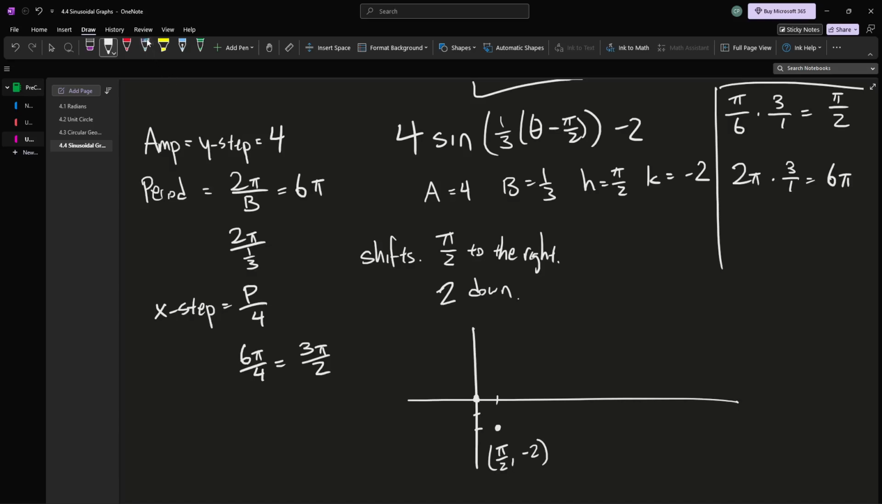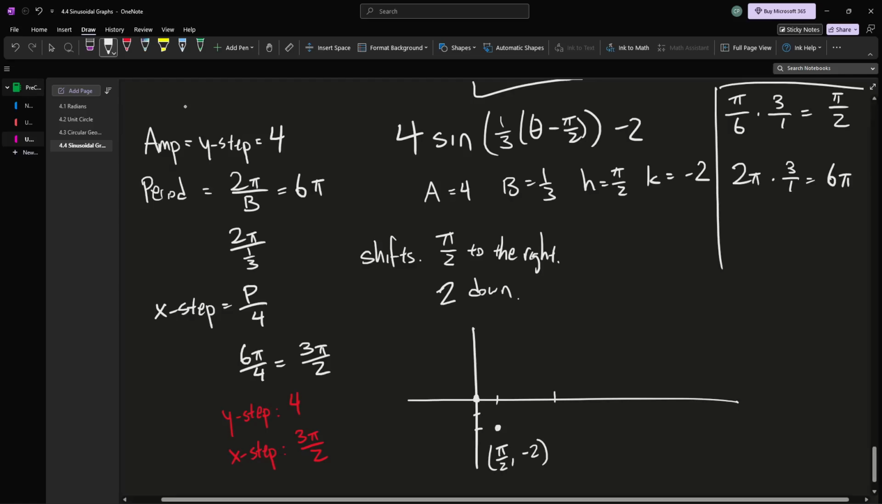To hide this once more, and actually, let's use this. We'll see how this looks. My y step is 4. My x step is 3 pi over 2. So I go forward 3 pi over 2. So 3 pi over 2 plus pi over 2 gives me 4 pi over 2, or 2 pi. So let's make it right here.